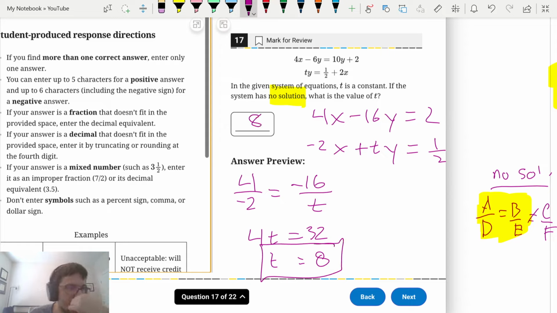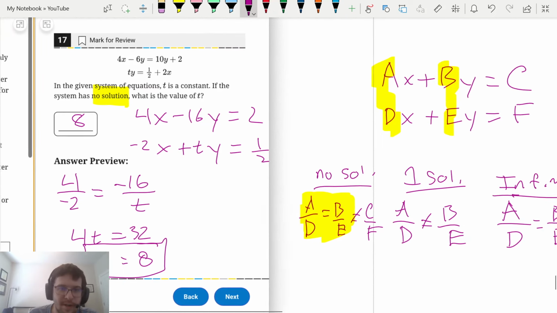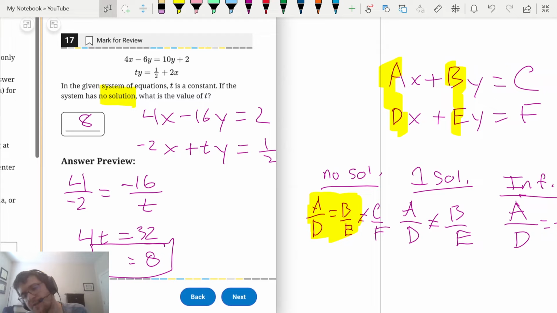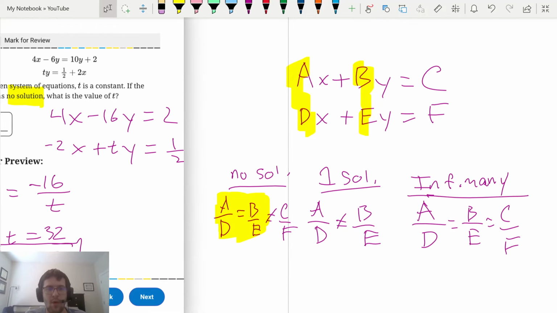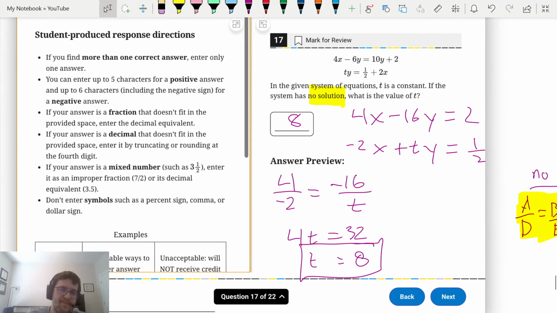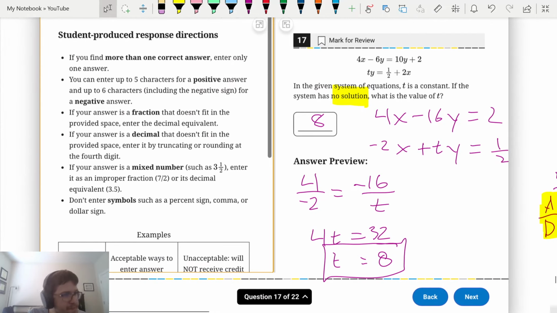There was a lot of ways to do this one. You could put it in slope-intercept form. You could substitute. You could set up a proportion like I did. If you don't like this table that I wrote over here, what I recommend you do is you get y by itself for both of them, put it in slope-intercept form, and then compare it using the table I talked about previously. No solution is same slope, different y-intercept. One solution is different slopes. And infinitely many is same slope, same y-intercept. Okay, so the answer is 8.